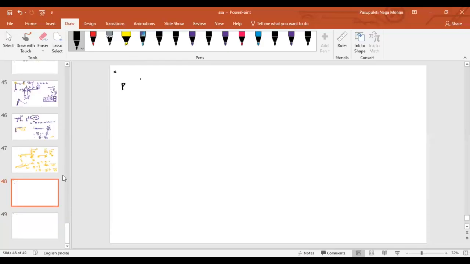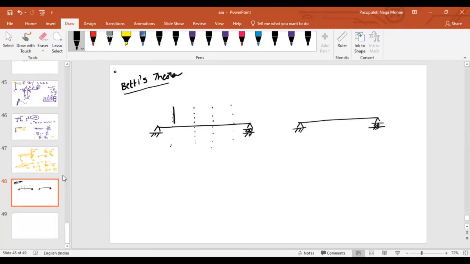Now, what is Betti's theorem, or Betti's reciprocal theorem? If there are two different sets of loads, let us say at first I have loads applied at 1 and 2, P1 and P2. I measure the deflections at point 3, let us say delta 3, and here at point 4, delta 4.